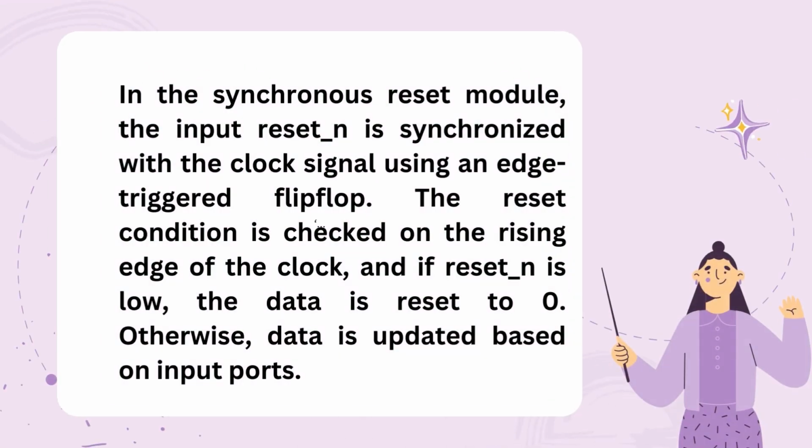So in synchronous reset module, the input reset underscore n is synchronized with the clock signal using an edge triggered flip flop. The reset condition is checked on the rising edge of the clock, and if reset underscore n is low, the data is reset to 0. Else, we will update the data as per the input ports.